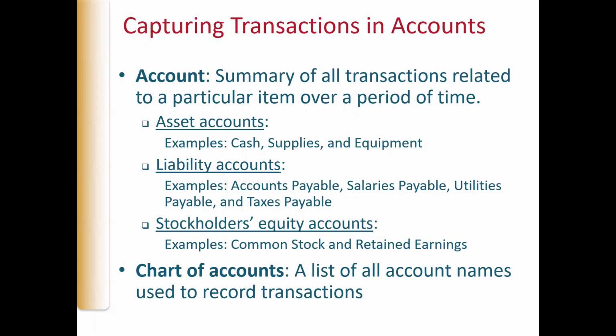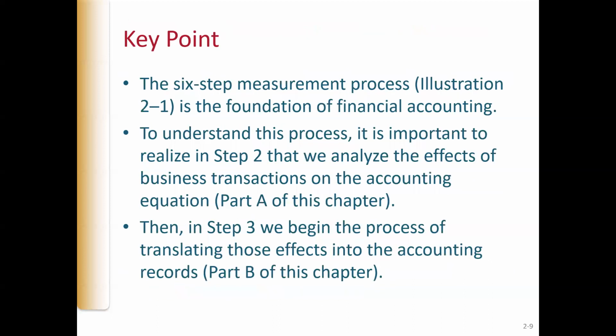Now, all these various accounts are contained in what we call a chart of accounts. A chart of accounts is a list of all account names used to record transactions. Now, I must tell you, each company will have a unique chart of accounts. Of course, all companies are going to have cash. Of course, they'll have revenues. But when it is a manufacturing company, they're going to have various types of inventory accounts, whereas a company that is just a service company might not have inventory accounts.